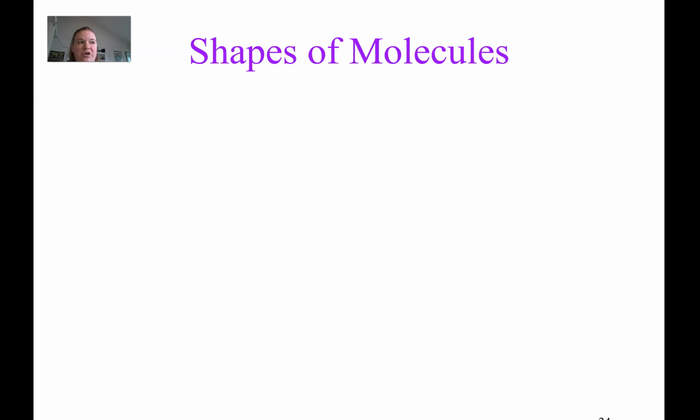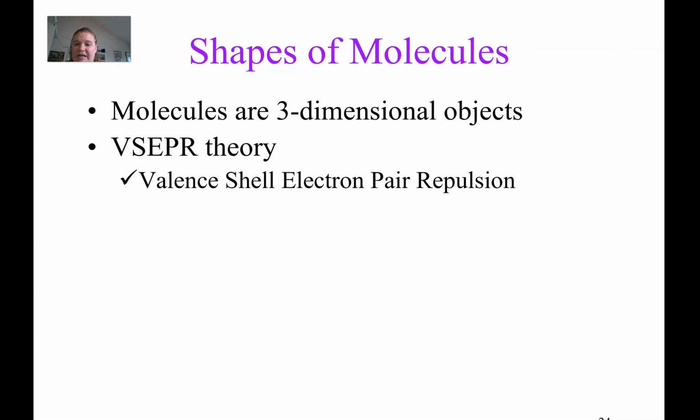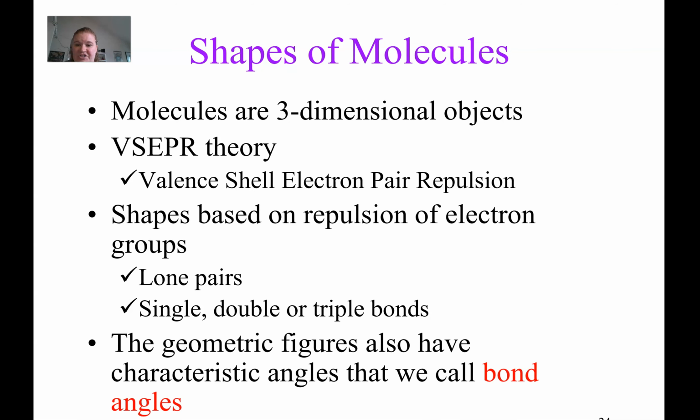All right, we're going to switch over from our flat drawings to 3D shapes. And this is actually our second theory in this chapter. So the first theory is Lewis theory, and that's drawing Lewis structures. The second theory is called the VSEPR theory, and VSEPR stands for valence shell electron pair repulsion. And this theory is going to give us names for the three-dimensional shapes of the molecules. It's based off of the fact that electrons repel other electrons.